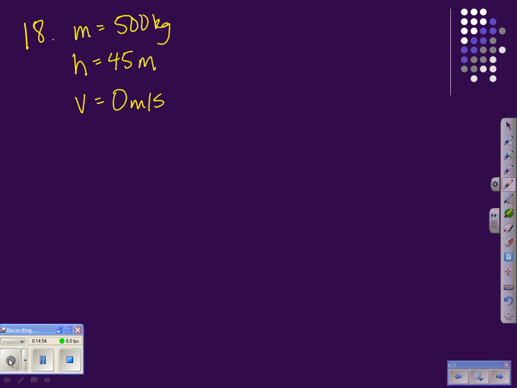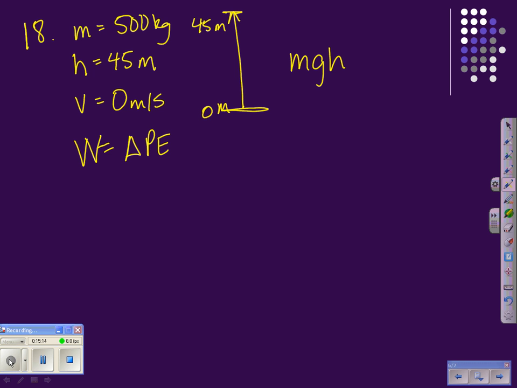Remember, this work is equal to the change in potential energy. The change in potential energy is going to be from the bottom at 0 up to the top, which is 45 meters. So we're just going to do mgh, and we're going to find the potential energy, because that change in potential energy is going to equal our work.